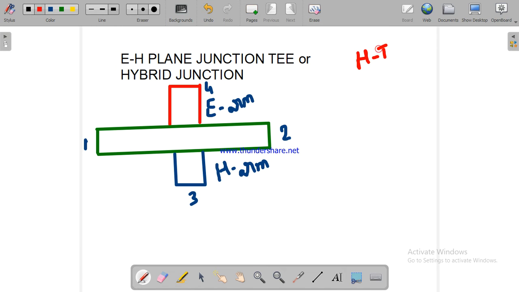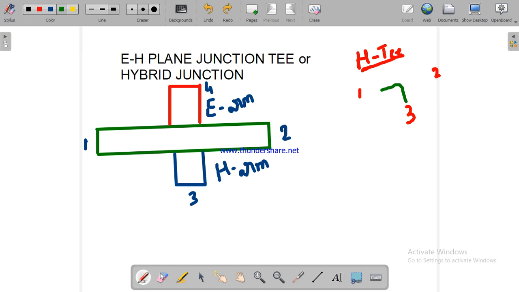When you go for the H arm, the H plane T junction, you already know the working. Just to recall your memory: if we feed an electromagnetic wave at port 3 of the H plane T, the electromagnetic energy is equally divided between port 1 and port 2.